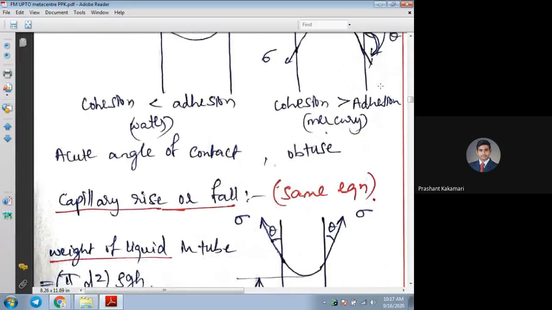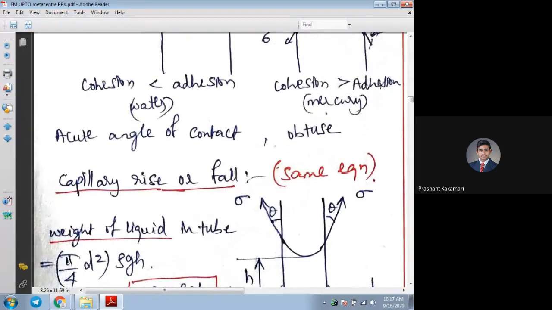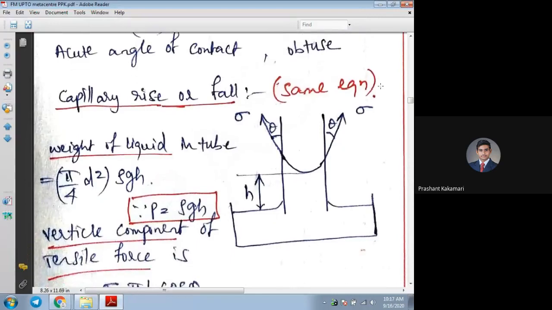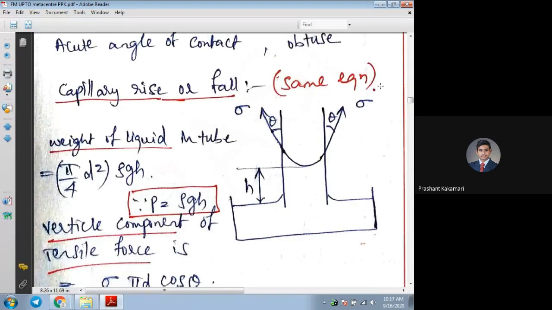So next we'll try to derive an equation for this capillarity. Before going to the derivation, all of you take this sketch. In this sketch, you can consider a capillary rise from the liquid layer in the container. That rise we will consider as H. As per the rise here, the liquid has less cohesive force compared to adhesive forces. That's why there is a capillary rise.